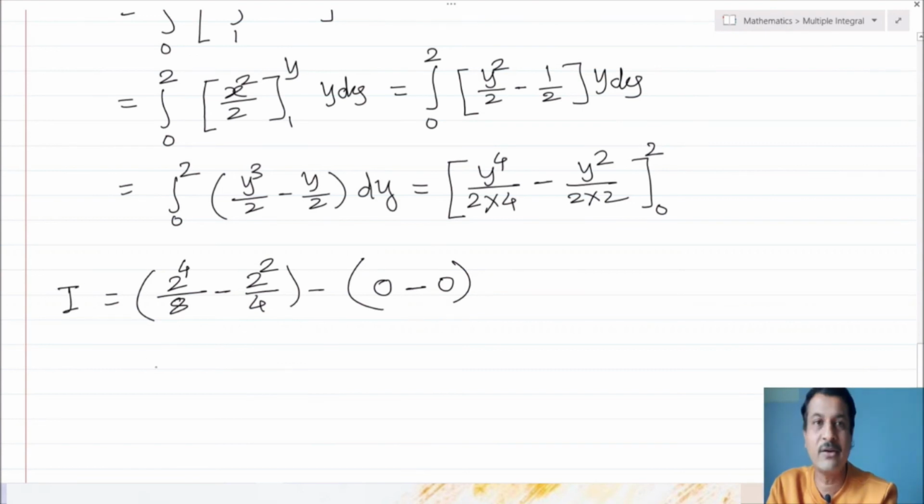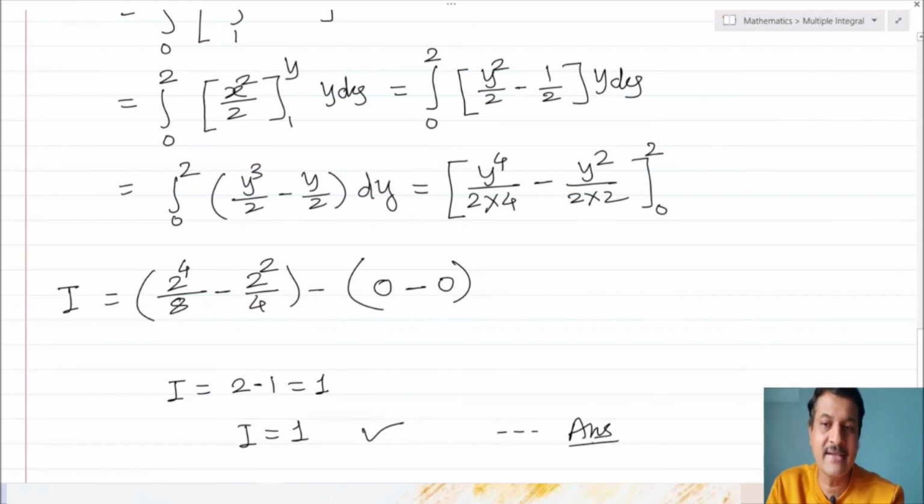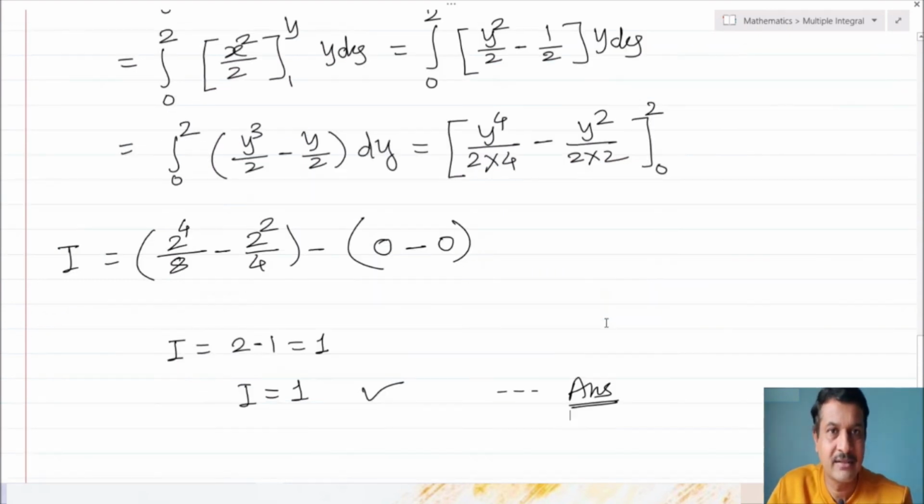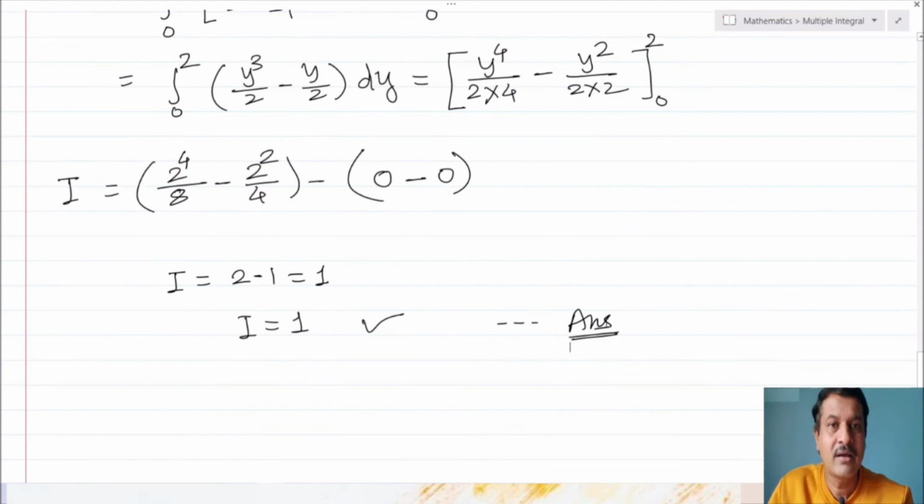You can evaluate it or you can use your direct steps also. That depends on you. So I am getting here 2 minus 1, and 1, that is equal to 1. So I equal to 1 is your required answer. So how simple is this evaluation of double integration. But sometimes we have to decide the limits of double integration. So how? Definitely we will consider examples on that also.